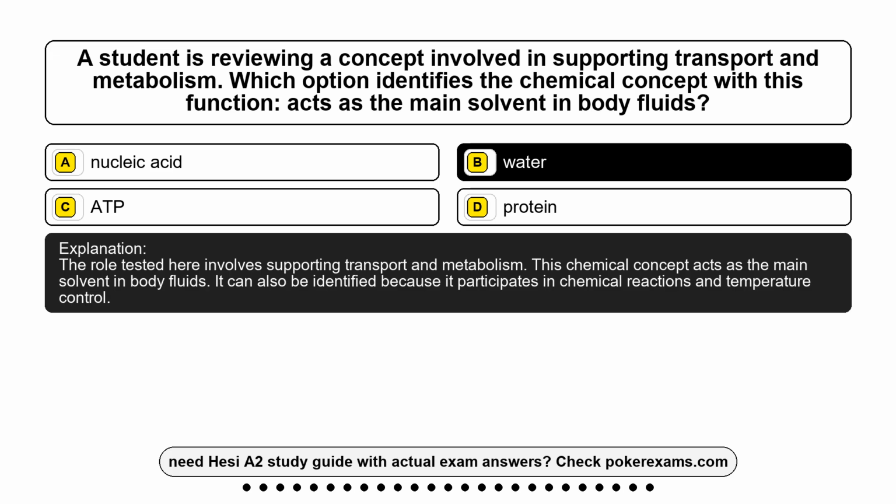The role tested here involves supporting transport and metabolism. This chemical concept acts as the main solvent in body fluids. It can also be identified because it participates in chemical reactions and temperature control.